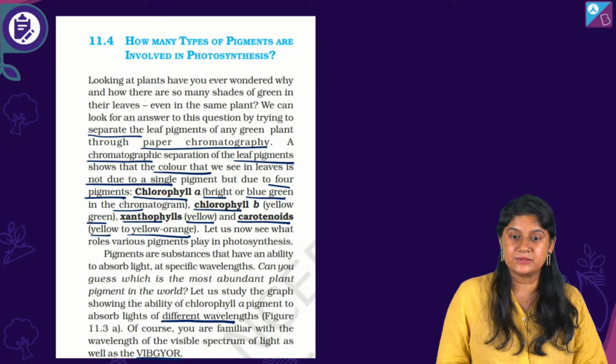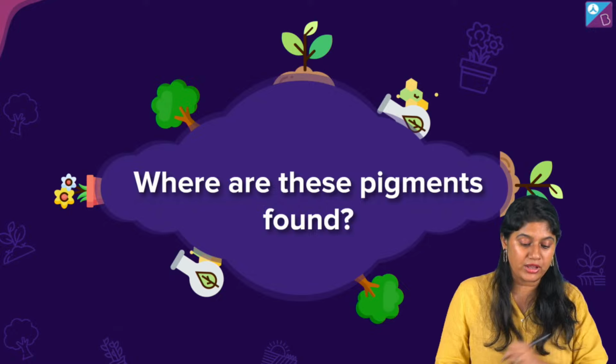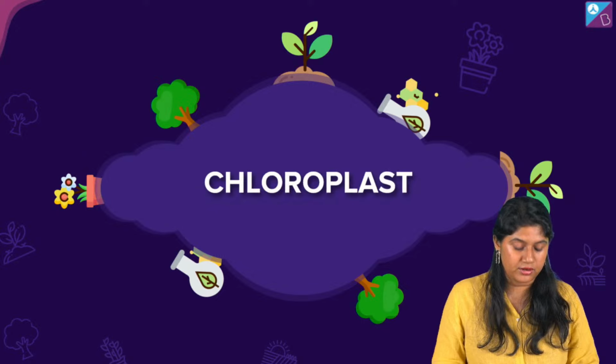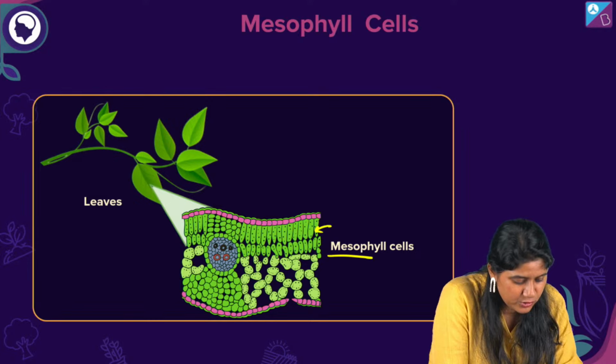Right, now that we are done with this, let's move more ahead and discuss this very, very important topic. Now we'll discuss where these pigments are found. It's no big deal. We all know that it is present inside the chloroplast and of course in the mesophyll cells in the leaves. We have the chloroplast over here. These are the mesophyll cells, right? And we have the chloroplast inside these cells, right?